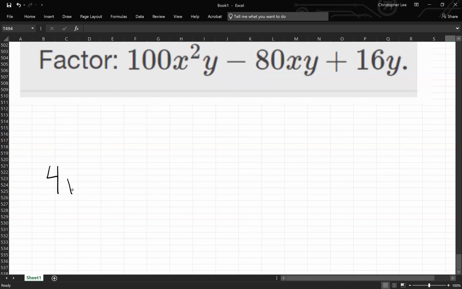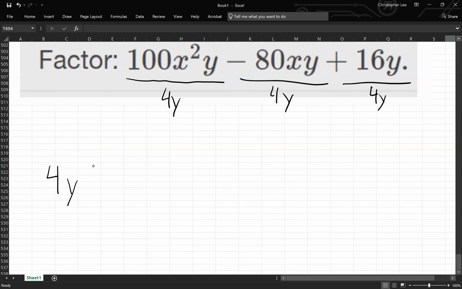So now remember, it's like we're dividing by 4y. It's like we're dividing by 4y, right? So what's left over? 100x squared y divided by 4y is what? Close. Give me a better answer. What's 100 divided by 4? Not 10. 100 divided by 4. 25, right? This is 25x squared, right?